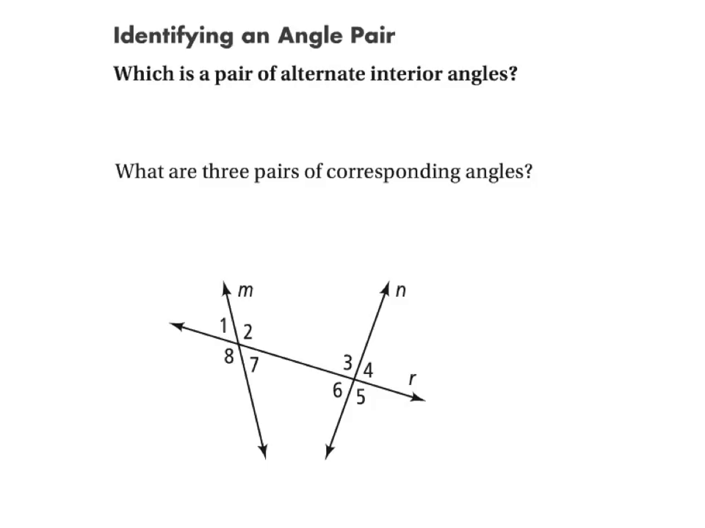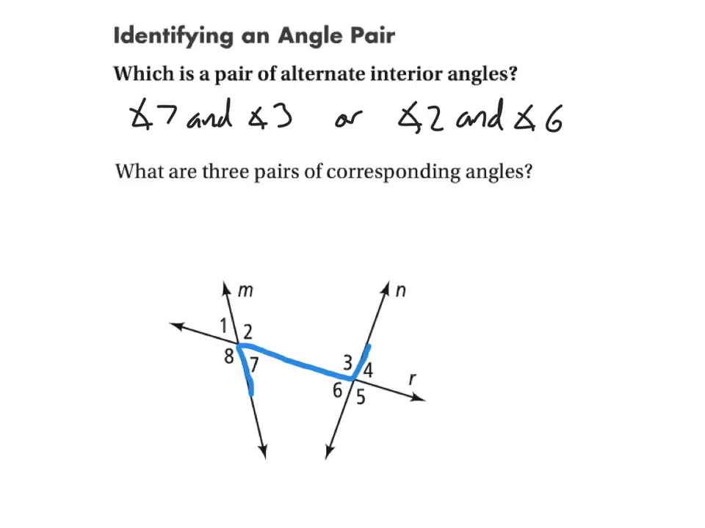Ready, set, go. So, taking a look at the first one, which is a pair of alternate interior angles? We can identify alternate interior angles by what letter? A Z. T's and Z's are not close enough. So a Z. So for example, which pair of angles? 7 and 3, you could say. 2 and 6. So angle 7 and angle 3, or angle 2 and angle 6. Alternate interior angles.